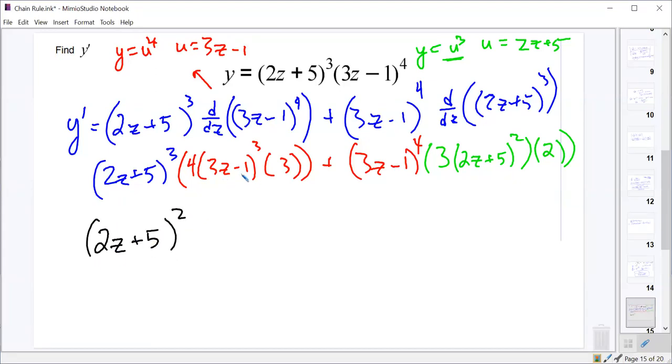We got a 3z minus 1 to the third and a 3z minus 1 to the fourth. What's in common with those? 3z minus 1 to the third. We've got a constant of 4 times 3, so that's a constant of 12 in there. And we got a constant of 3 times 2 in here. So we have a constant of 12 and a constant of 6. So what do we factor out of that?